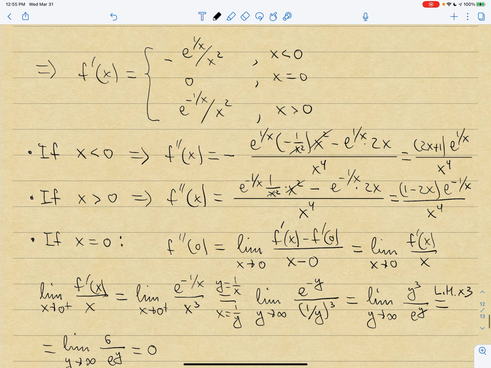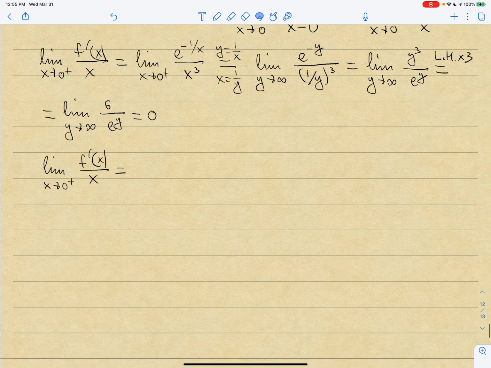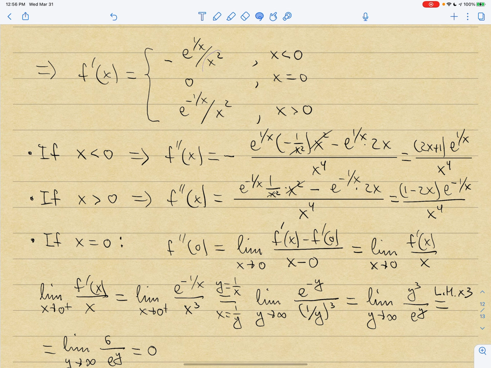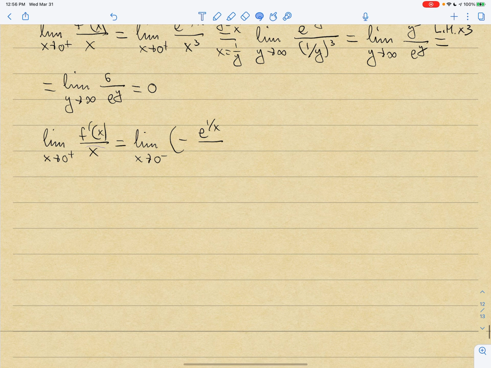Now we take the same limit, but from the left, x goes to 0 minus, and in that case, f prime of x is that expression here. So limit as x goes to 0 minus of minus e to the 1 over x divided by x squared, right? And there is an additional x that we have in the denominator here, so divided by x cubed.